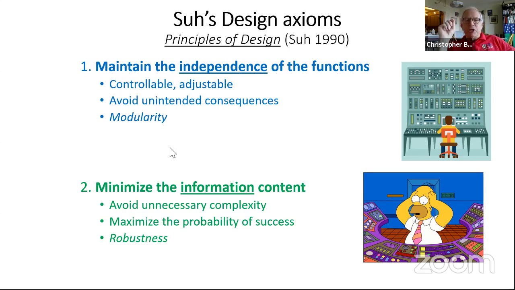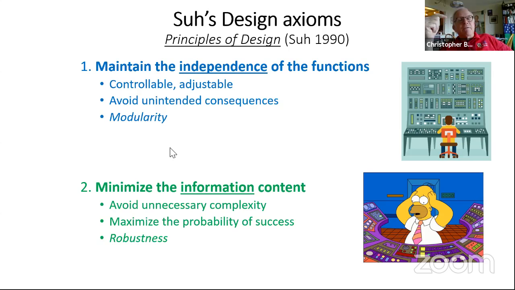Minimize the information content. So avoid unnecessary complexity, maximize the probability of success, make it robust. So information, sometimes we think more information must be good. How can we want to minimize information?